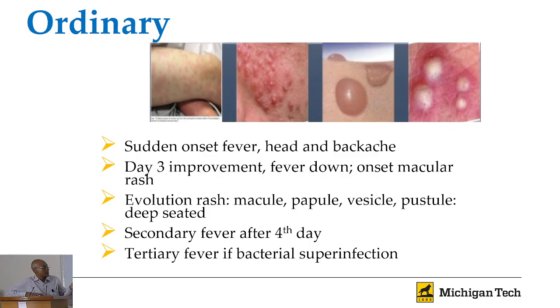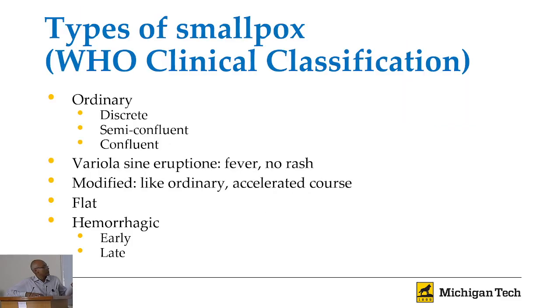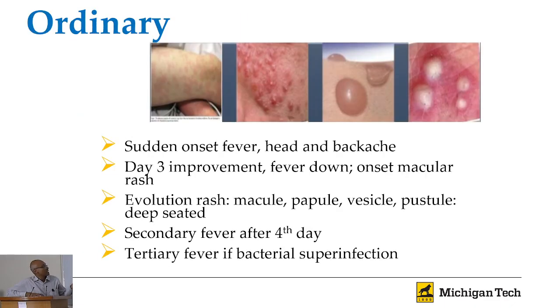This is the ordinary. But when you say ordinary, they have discrete, semi-confluent. So if it goes ordinary, what happens? There's sudden onset of fever, head and backache, day 3 improvement, fever down, evolution of rash, macule, papule. These are the terminologies of how the rashes happen. You don't need to remember them, but just remember there are rashes and then a secondary fever after 4 days, and then tertiary fever, bacterial superinfections.